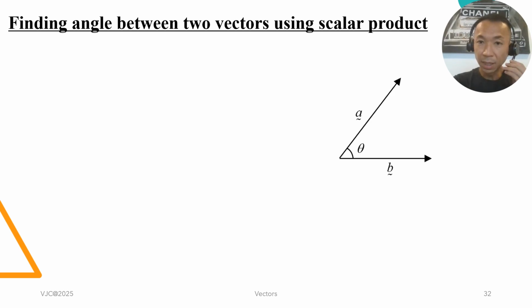All right, in this section, we'll take a look at how to use scalar product to find the angle. Find the angle between two vectors. Let's take a look at it. Suppose we have two vectors here, A and B, and we want to find the angle between these two vectors.